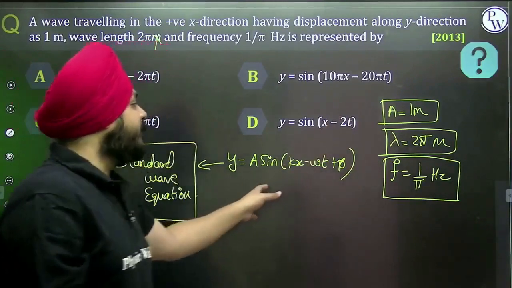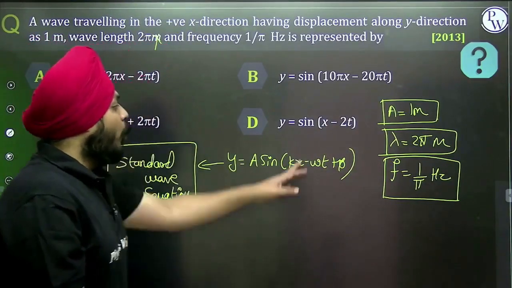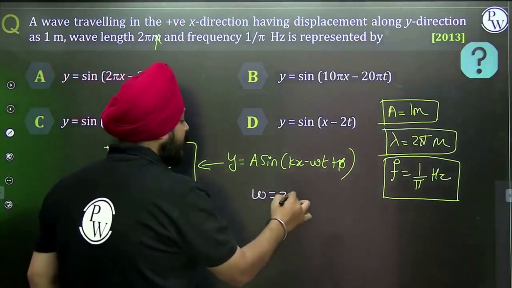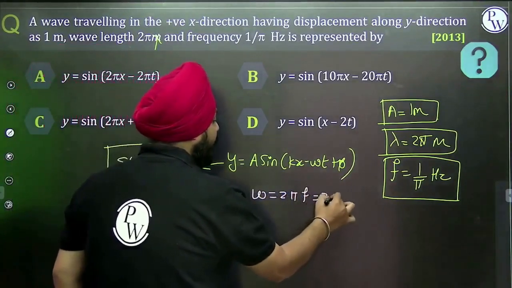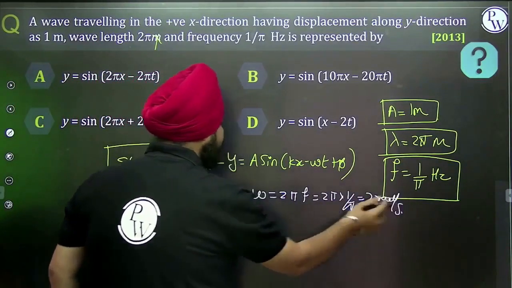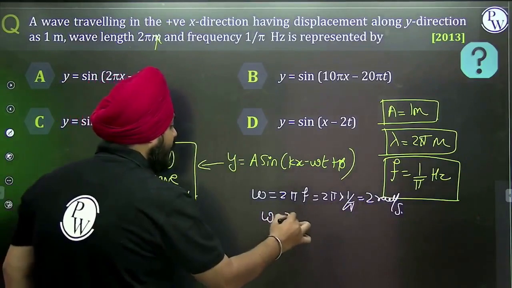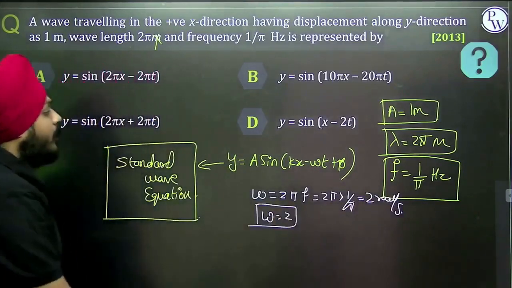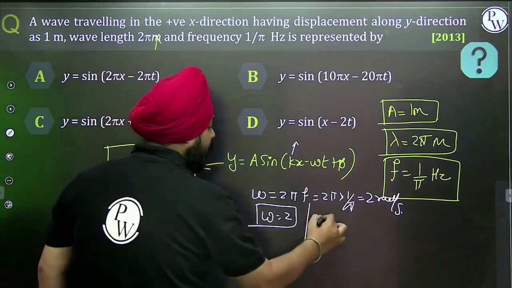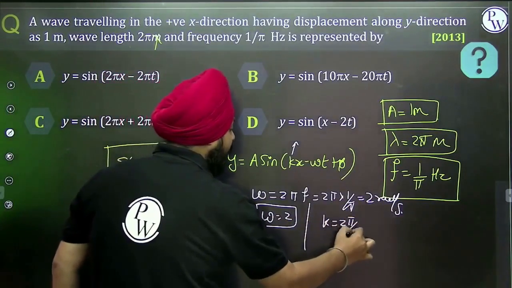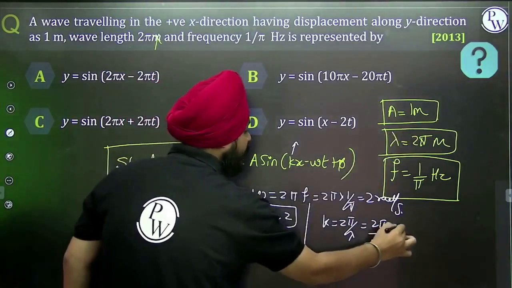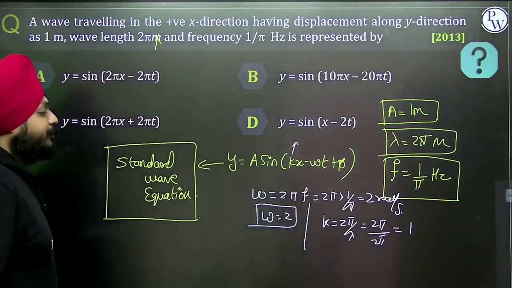Now we are going to replace these values into the formula. Suppose f is given, what will be the equation of omega? Omega is equal to 2 pi f, so it will be 2 pi into 1 by pi, so it is 2 radian per second. So the value of omega will be 2. Now we need to calculate the value of k. K will be 2 pi by lambda. What will be the value of lambda? It is 2 pi. So the value of k will be 1.